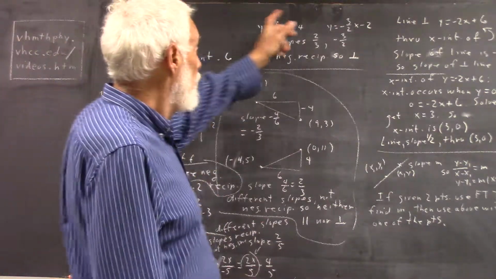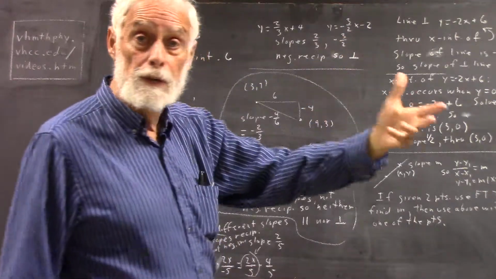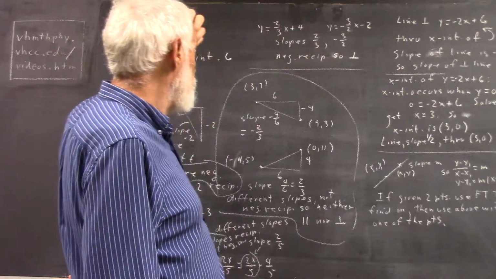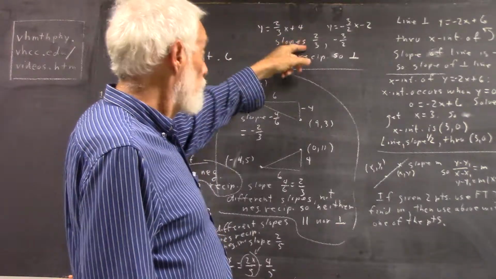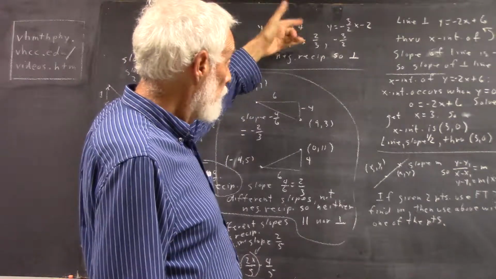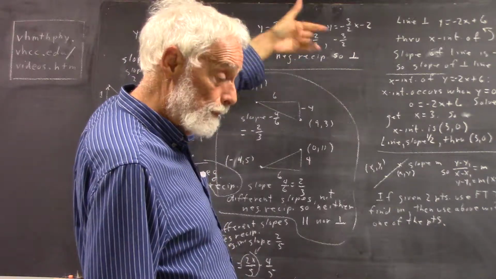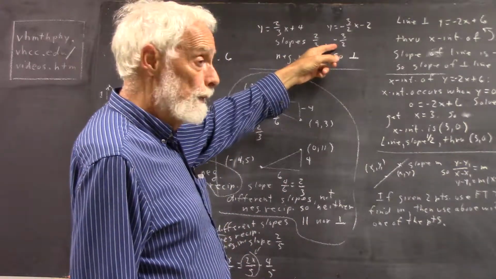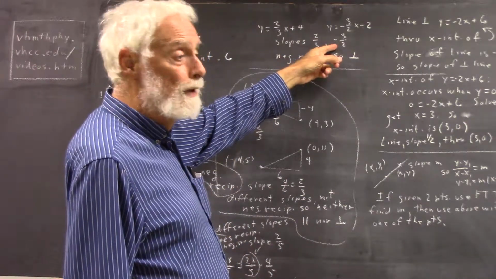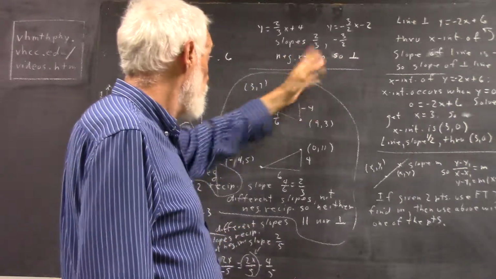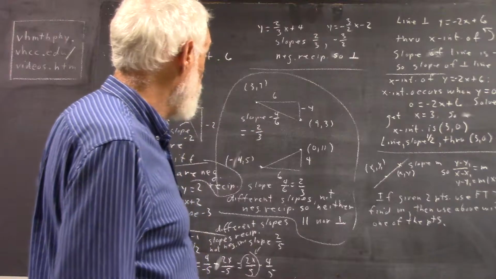well, again, these are two equations where you can easily read off the slopes. 2/3 and negative 3/2. These are negative reciprocals. The reciprocal of 2/3 is 3/2. Then you make it negative, you get this. And vice versa. If you take the reciprocal of this, you get negative 2/3. Take the negative of that, you get 2/3. These are negative reciprocals of one another.